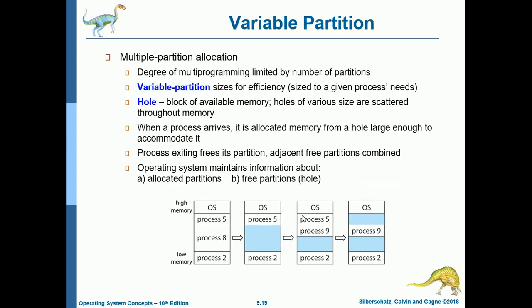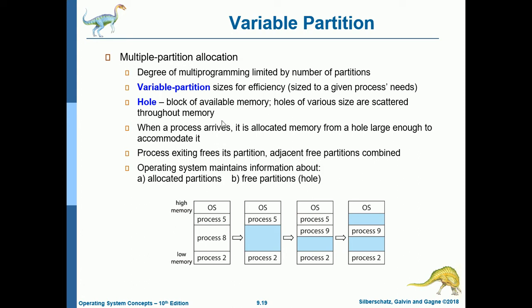Okay, next we have variable partition. So, multiple partition allocation. The degree of multiprogramming is limited by the number of partitions. Variable partition sizes for efficiency, sized to a given process's needs. So what is a hole? A block of available memory. Holes of various sizes are scattered throughout memory. So this is a hole, this is a hole, so these are holes. When a process arrives, it is allocated memory from a hole large enough to accommodate it. A process exiting frees its partition, and adjacent free partitions are combined. So adjacent holes will be combined to form a free memory space.